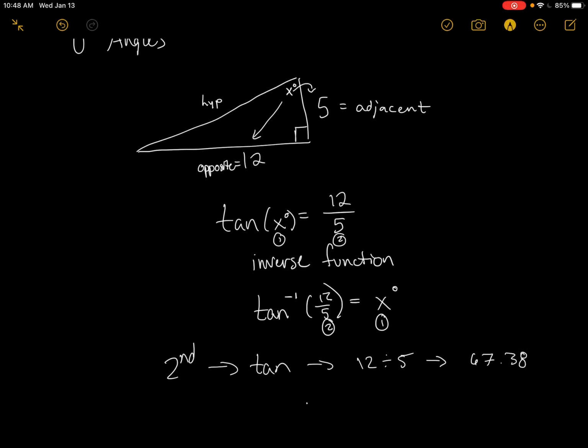So we can actually write the degrees here of our angle. We'll say we round it 67.4 degrees. So that's how we use inverse functions. Is basically we have everything set up, then we change the order around, and then once we change the order around, we'll be able to find out the degrees of the angle.